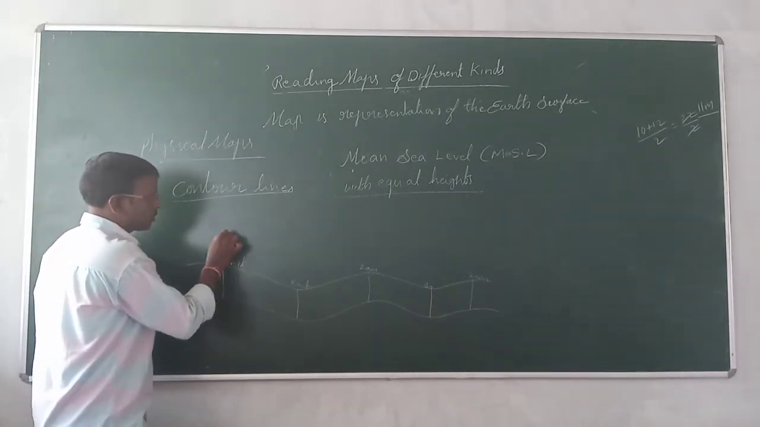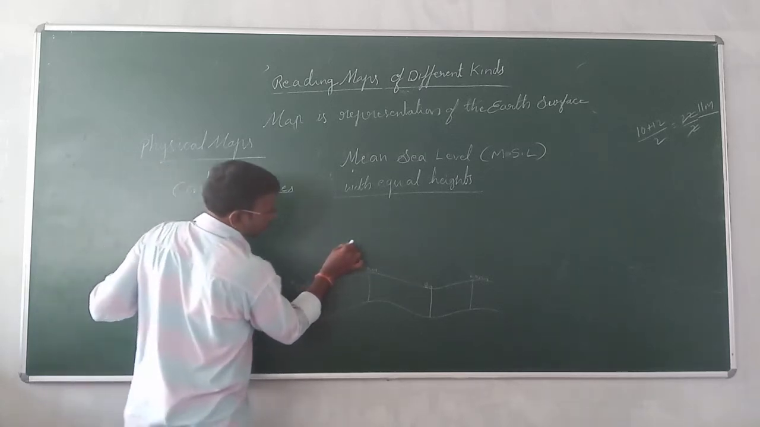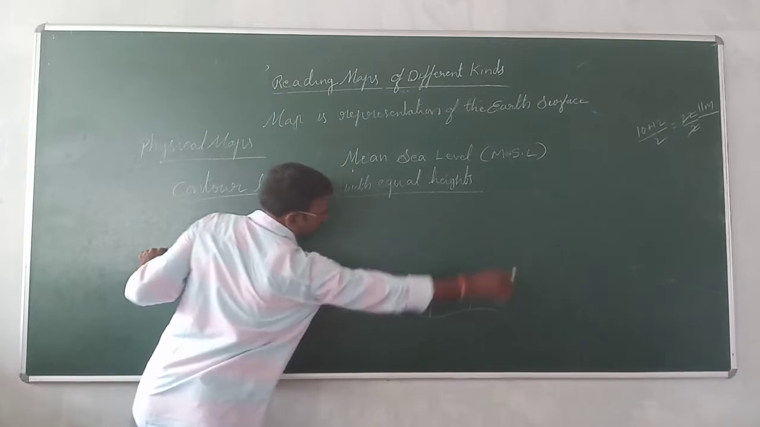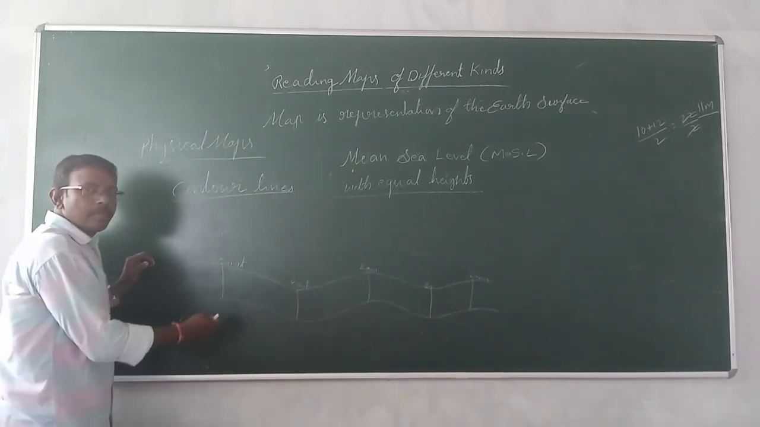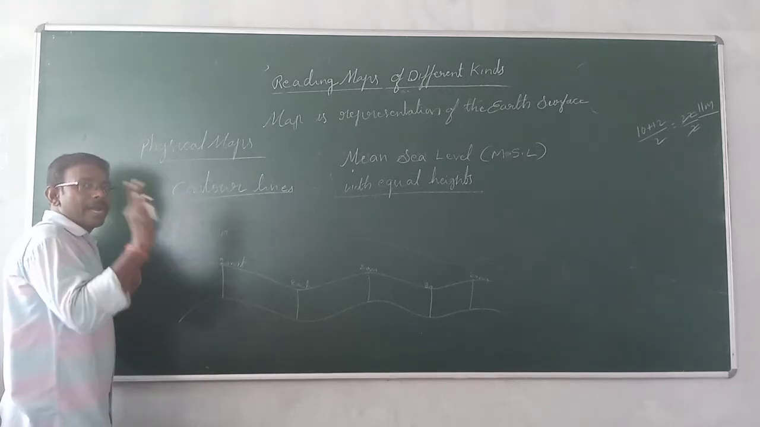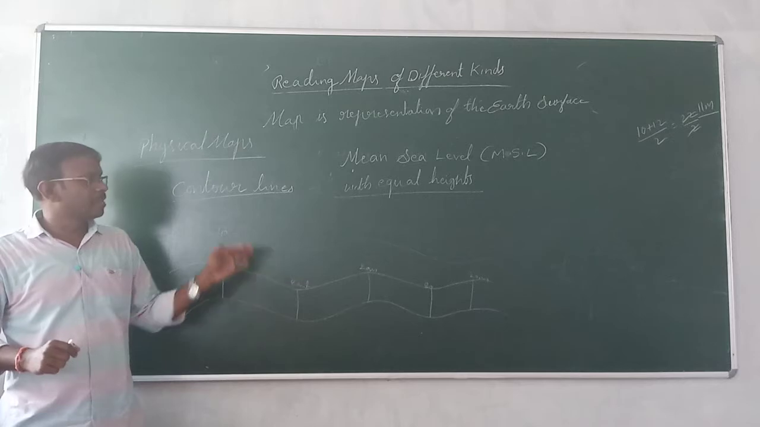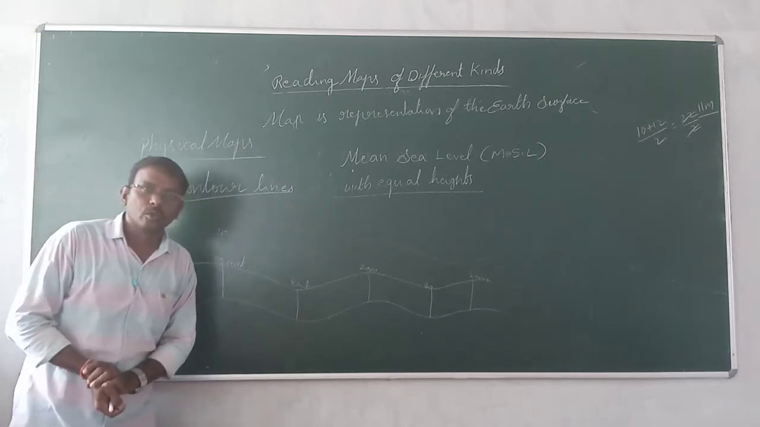From the land from 40 meters, which means another 20 meters. So same, 40 meters, 40 meters, 40 meters will come. So see this, like that will be there. So we can draw so many contour lines with equal heights. The lines which are joining with equal heights are known as contour lines.